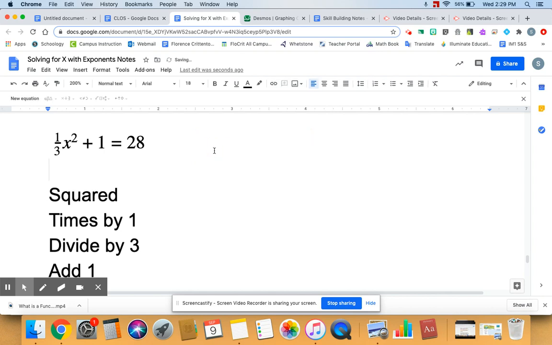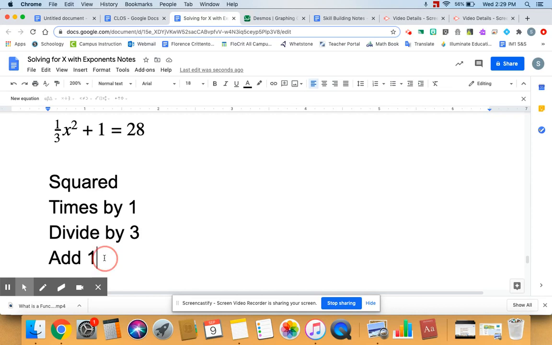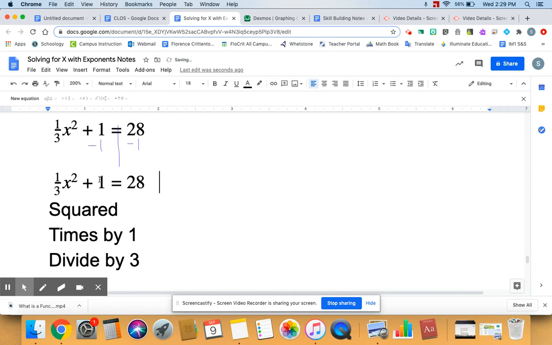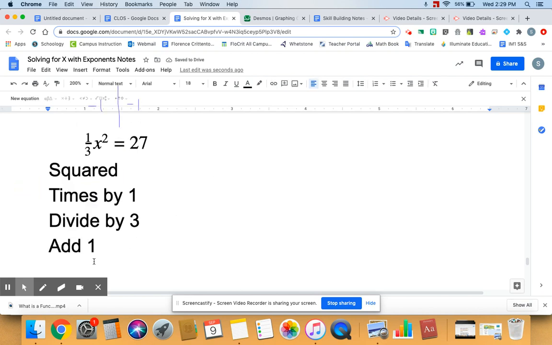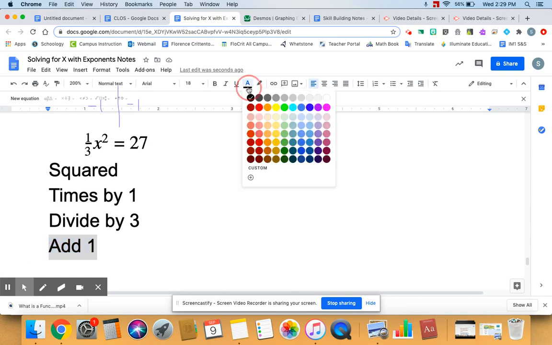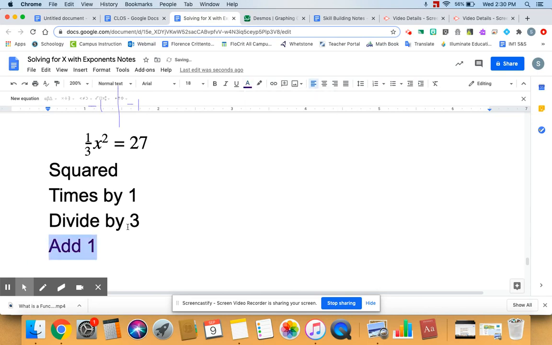So then to solve for x, I have to do it backwards. If the weakest thing is to add 1, to get rid of it, I do what? Our first step would be to subtract 1. Do it to both sides. So you end up with an answer of 1/3 x squared equals 27 after I subtract that one. So I took care of this one down here. Here, I'm going to change the color. I took care of it.